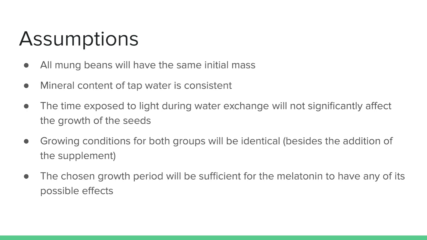The assumptions made when conducting the study are all mung beans will have the same initial mass, the mineral content of the tap water the seeds are grown in is consistent, the time the seeds spend exposed to light during water exchange will not significantly affect their growth, and the growing conditions for both groups will be identical besides the addition of the supplement, and the chosen growth period will be sufficient for the melatonin to have any of its possible effects.